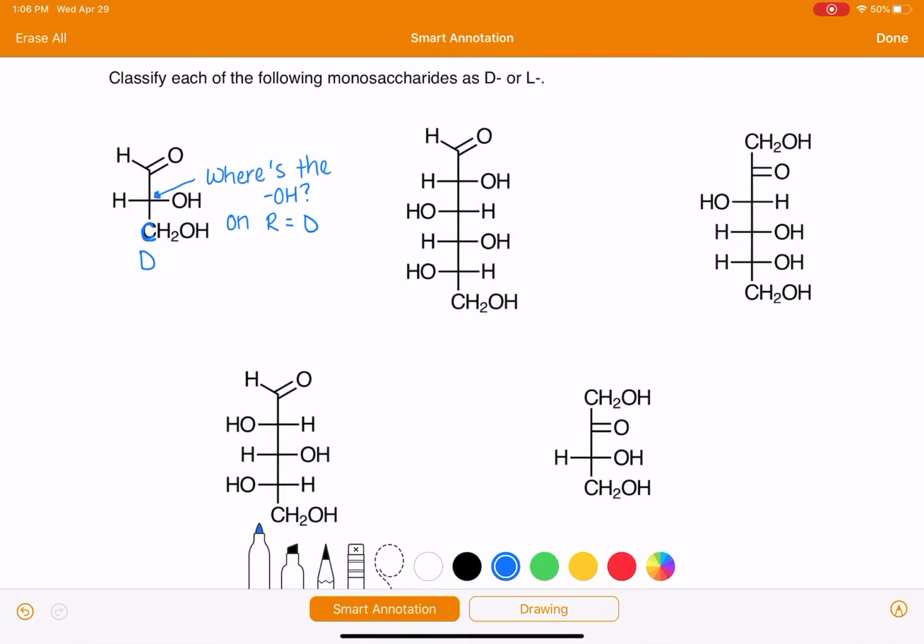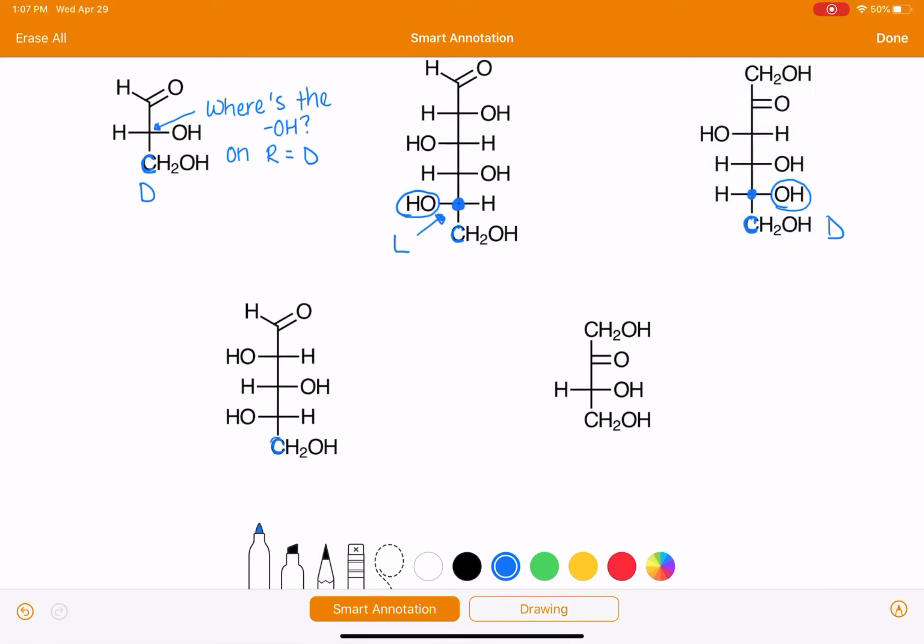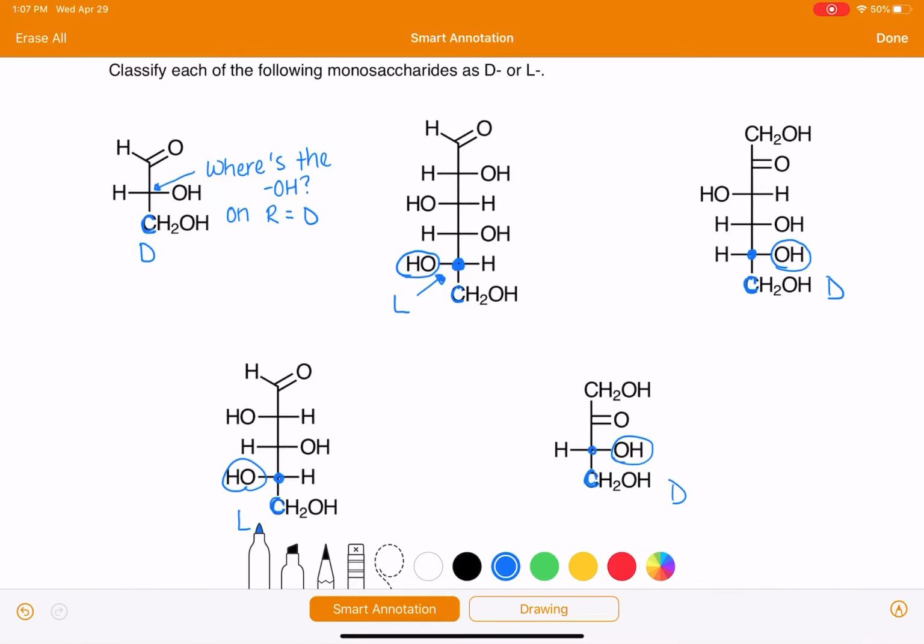Let's try that again. We're going to go down to the bottom and look one up from the bottom. This guy is on the left side, so this is an L. And again, OH is on the left side, so it's an L. Go to the bottom of the carbon chain, and one up from there, our OH group is on the right side, so this is D. Go to the bottom of the carbon chain, one up, OH is on the left side, so this is an L. Bottom of the carbon chain, one up, OH is on the right, and so this is a D. So that's pretty simple.